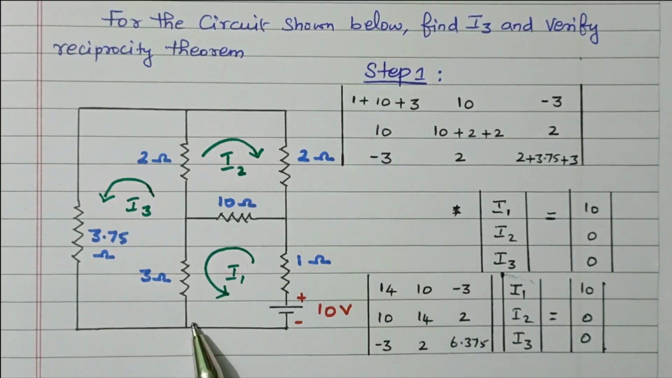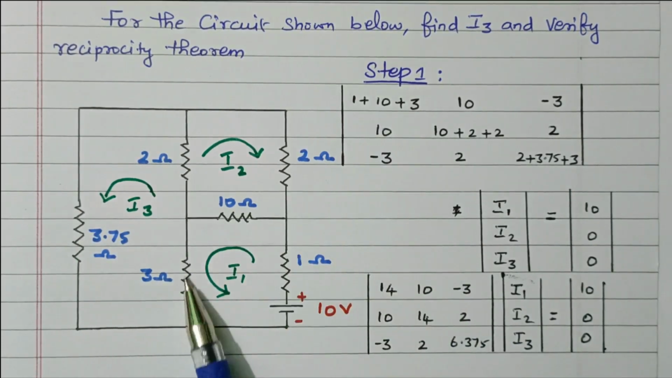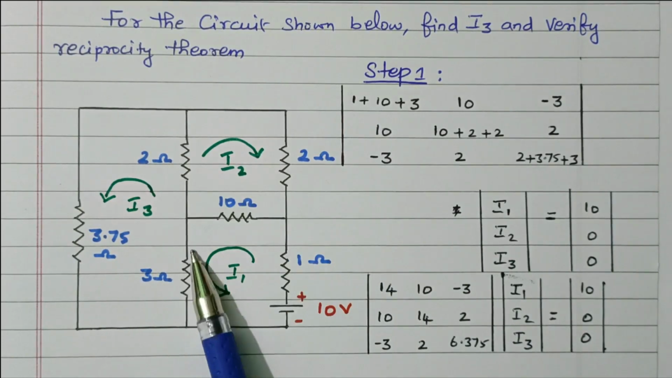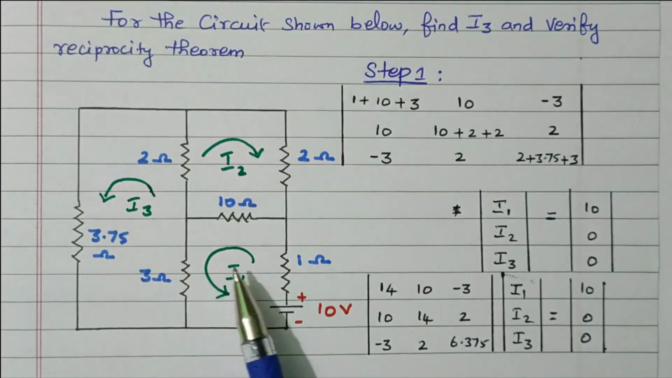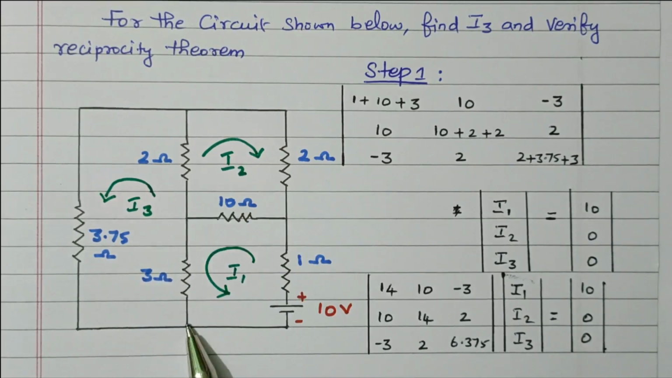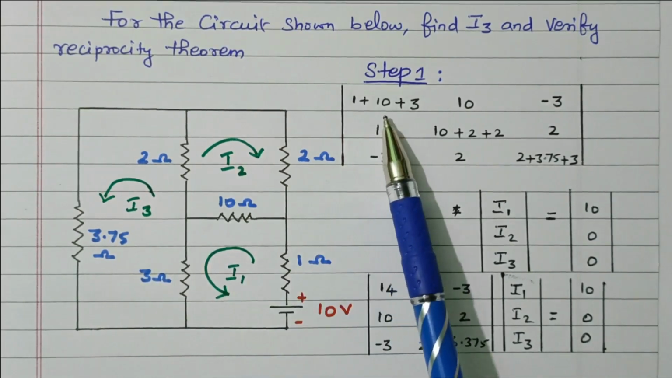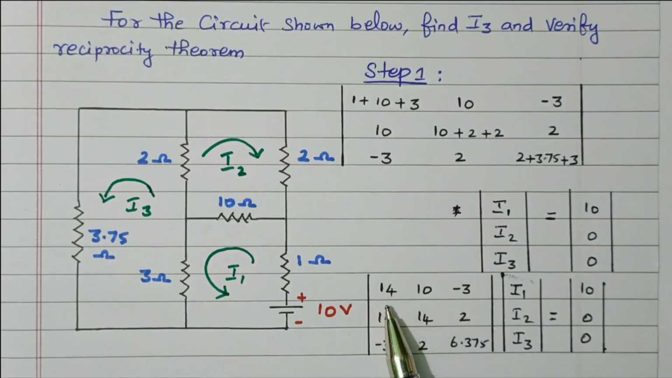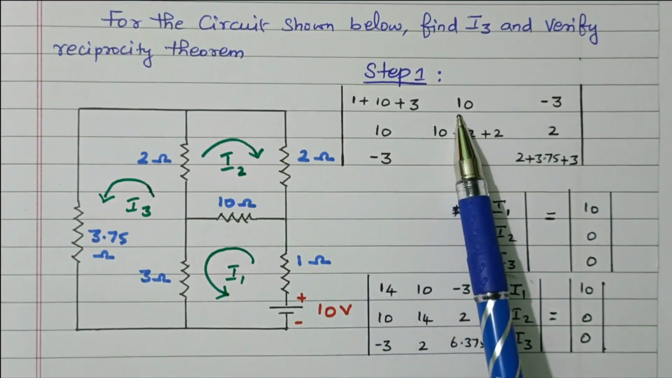R11 means the sum of resistance available in loop 1. These three resistors are available in loop 1, so 1 plus 10 plus 3, that is 14.